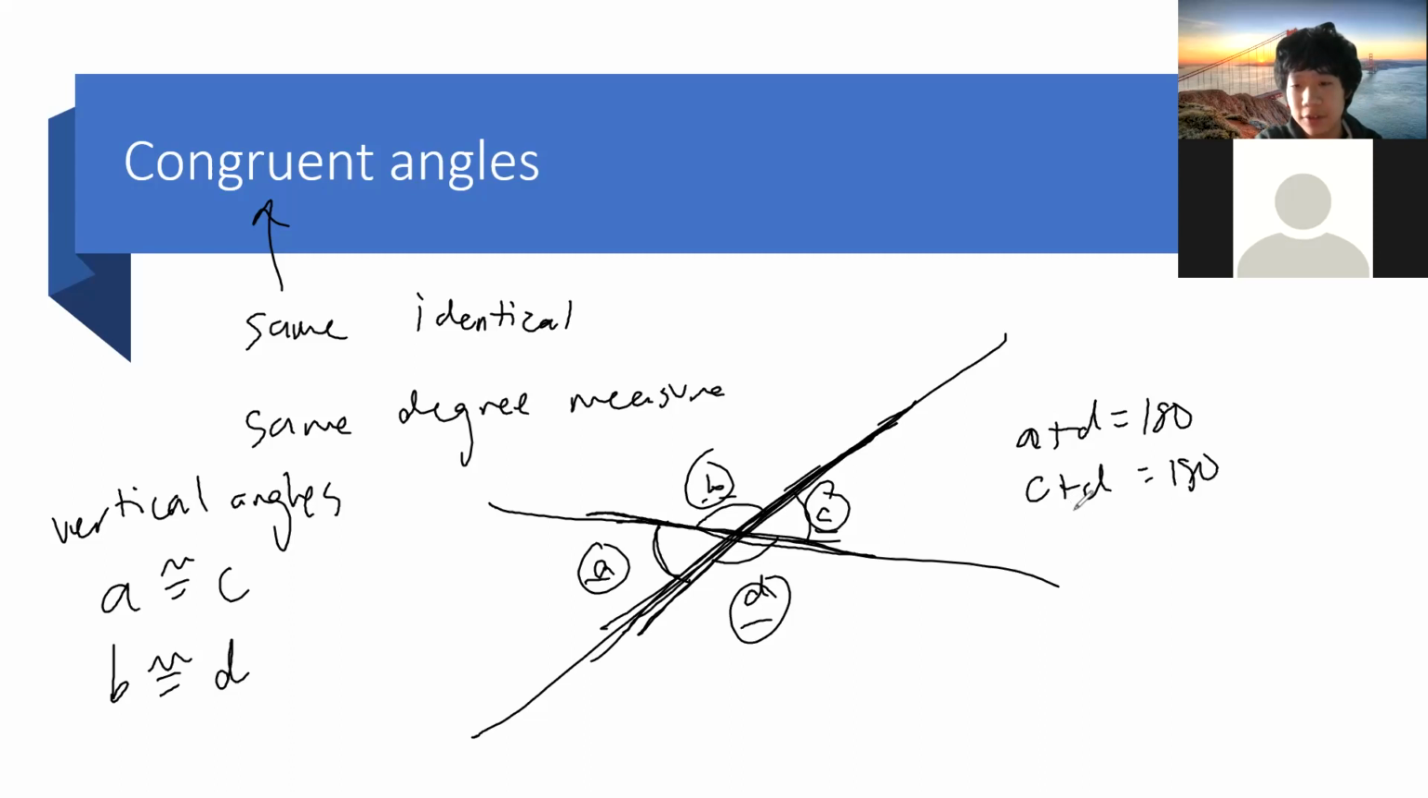So you can see here that if we subtract D from both sides, we get A equals 180 minus D, and C equals 180 minus D. So A must equal C, and that's how you prove it, okay? Vertical angles are formed when two lines cross, and they form congruent angles on the opposite sides, right? It can't be A and B, they're not congruent, but A and C, they are congruent. All right? Any questions?